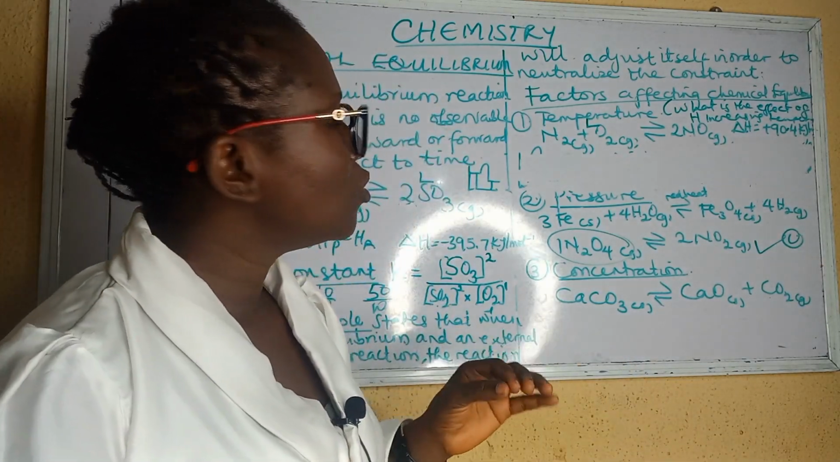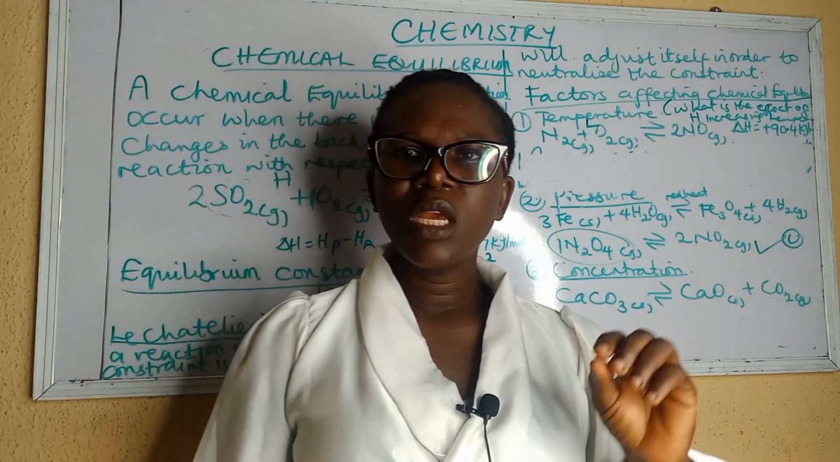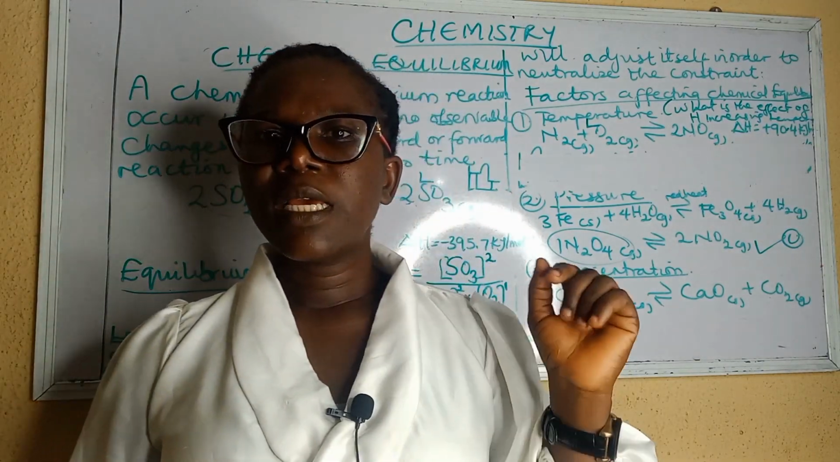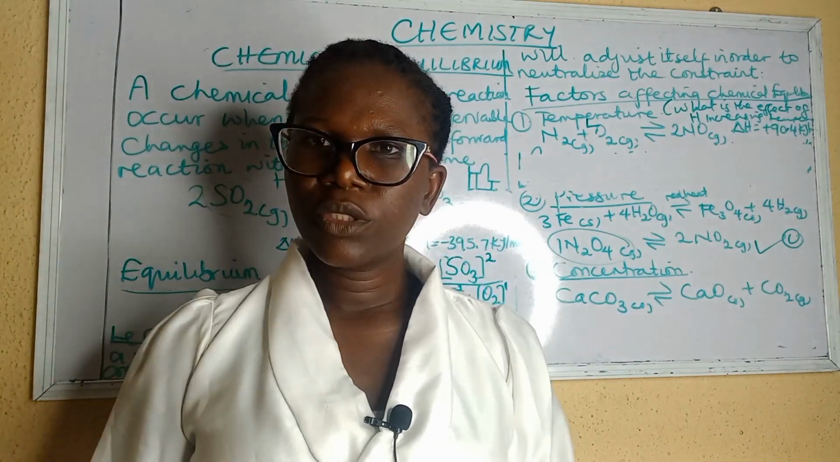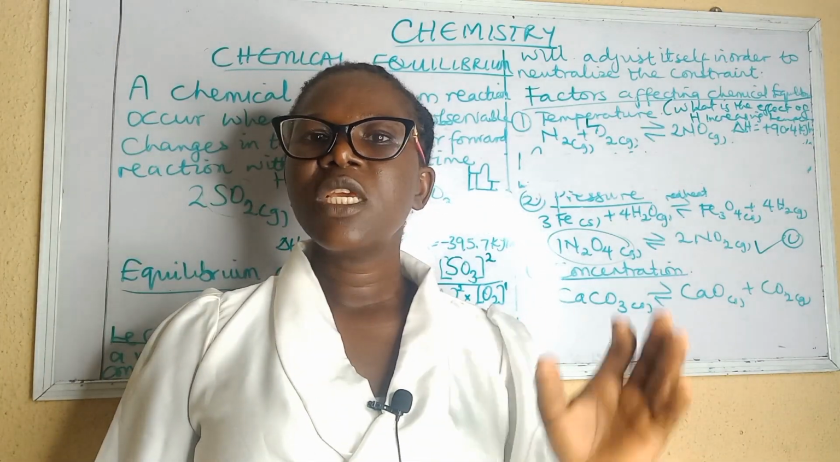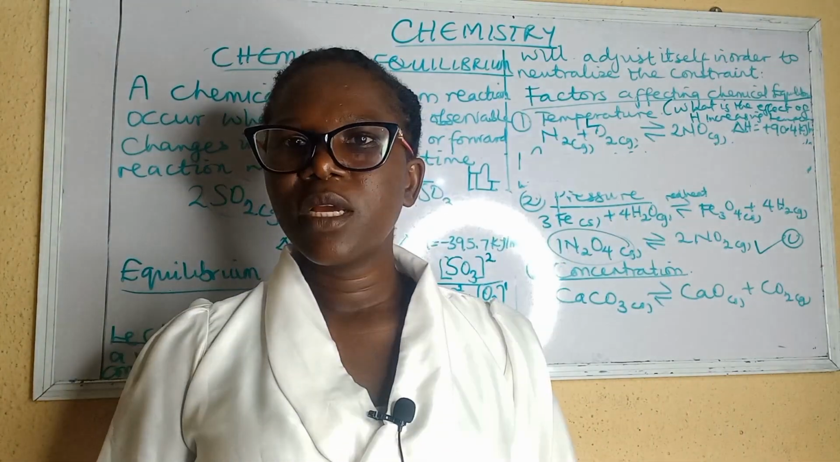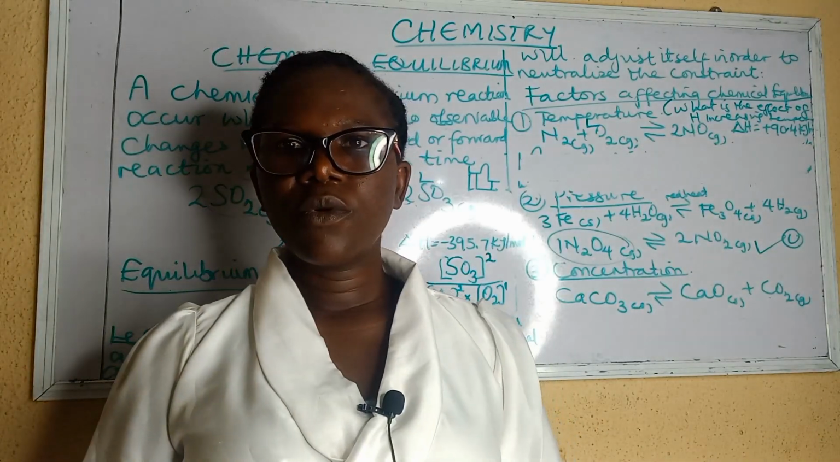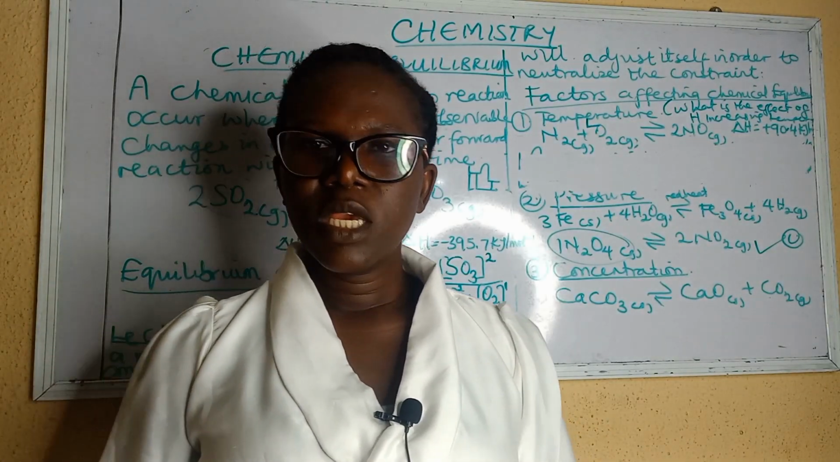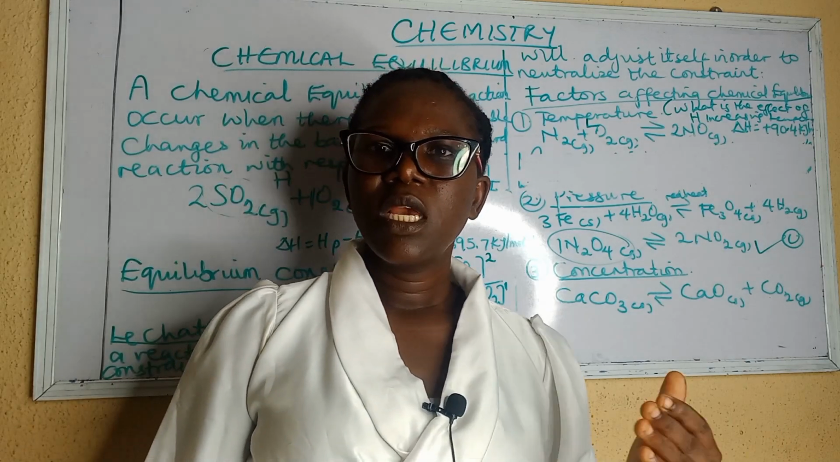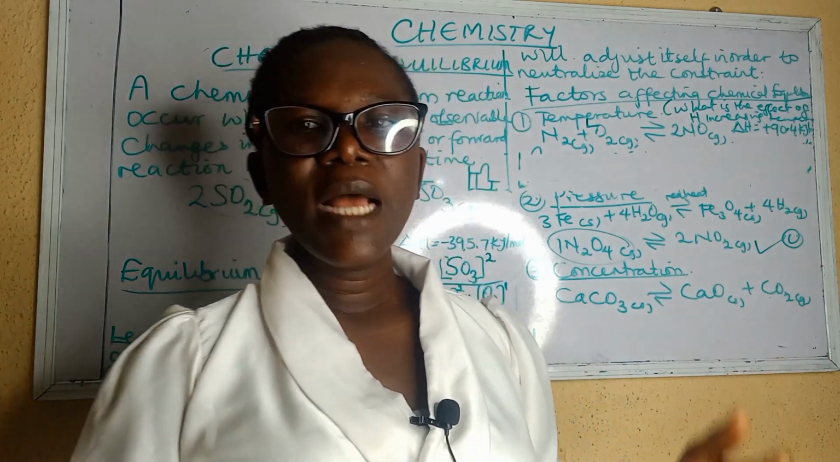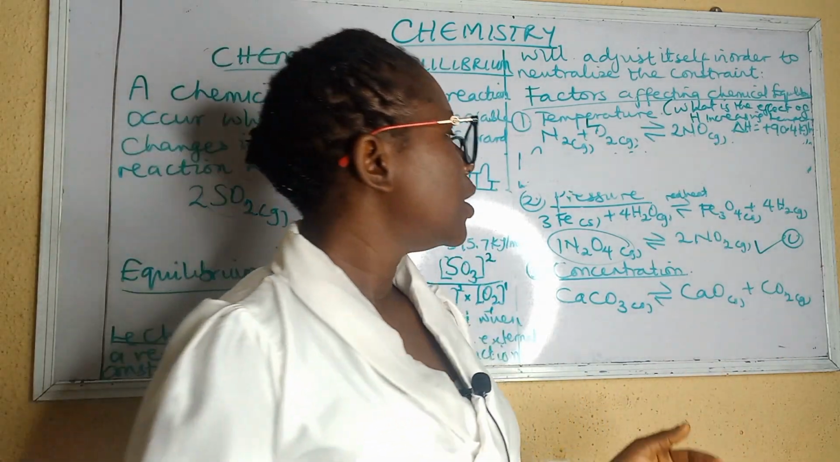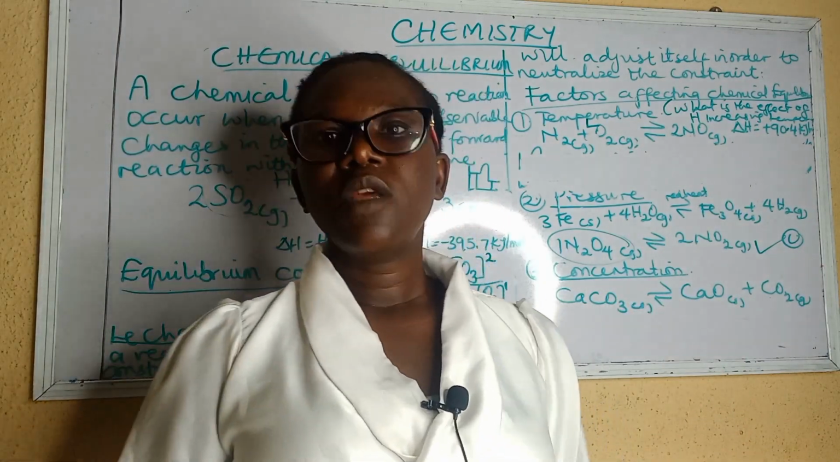And a catalyst has no effect on chemical equilibrium. It has an effect on the rate of chemical reaction. What does a catalyst do? It reduces the energy barrier in a chemical reaction by making it possible for the reaction to occur easily, but it has no effect on chemical equilibrium.